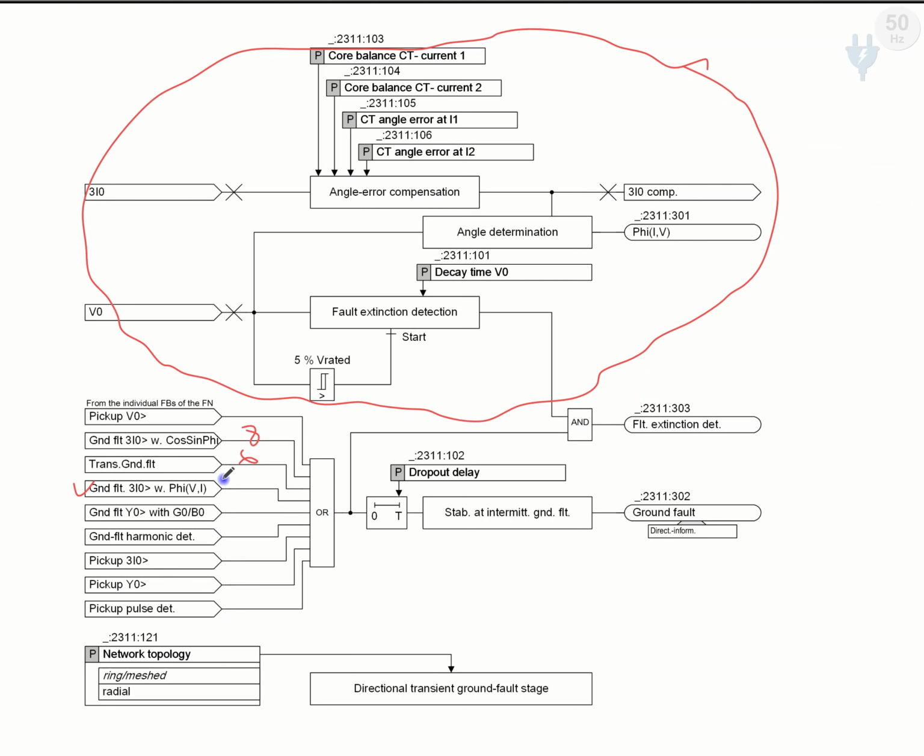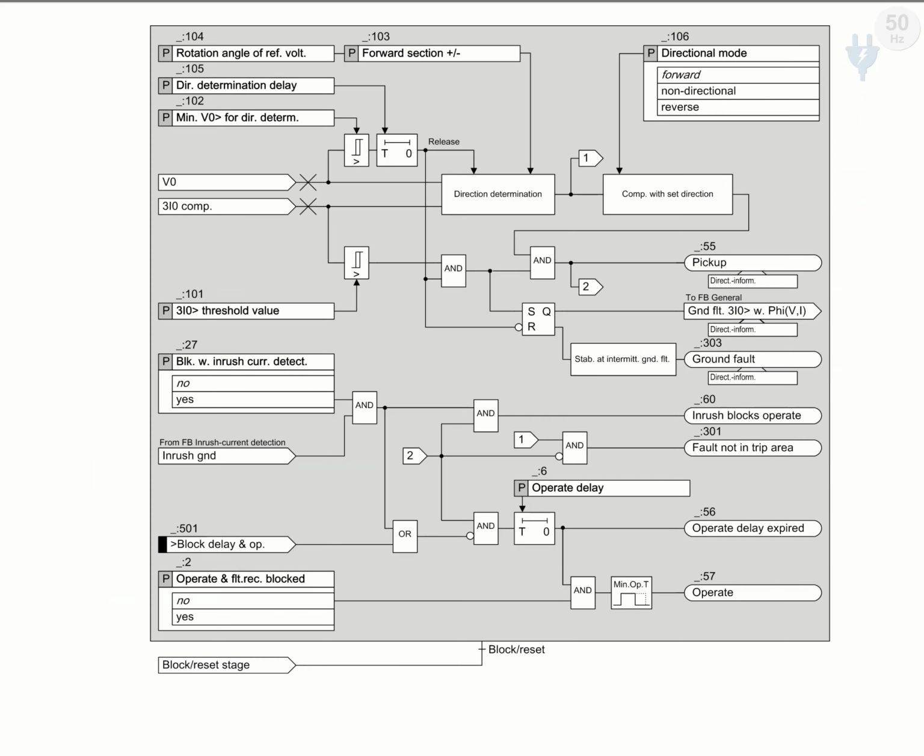Let's go through the logic diagram and the block diagram, the functionality diagram of this part. This is the function diagram for the 3I0 greater stage with measuring angle between voltage and current. Of course, the angle between zero sequence voltage and zero sequence current.